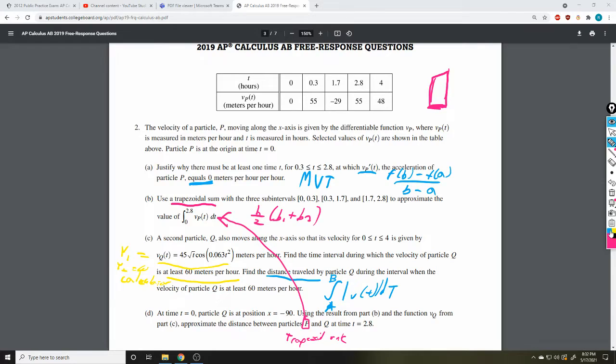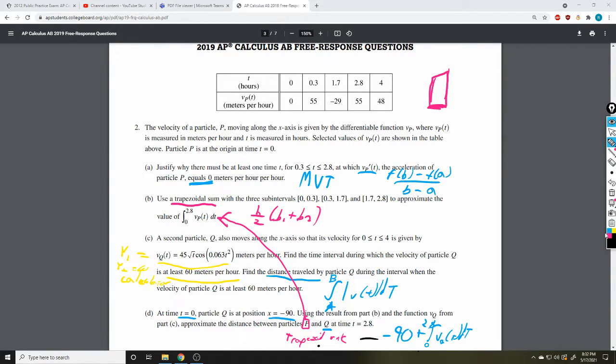And then for Q, at 0 we start at negative 90, so negative 90 should be my starting position. And then I want to add in the integral from 0 to 2.8 of velocity at Q. And to figure out the distance between the two, here's the position of P, here's the position of Q, so we're going to subtract them. That's my outline for that question.